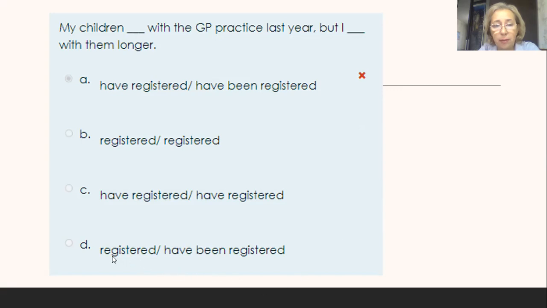So where do we have this kind of combination? Under the letter D. So my children registered with the GP practice last year, but I have been registered with them longer. Here we have the passive voice. So I mean, I haven't done it myself. It has been done with me. So it was done with me. I have been registered. So we need this form in the sentence.